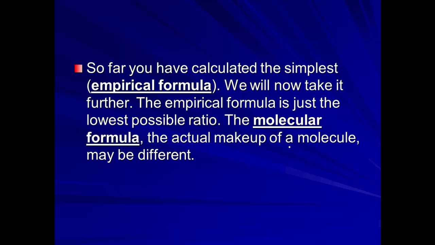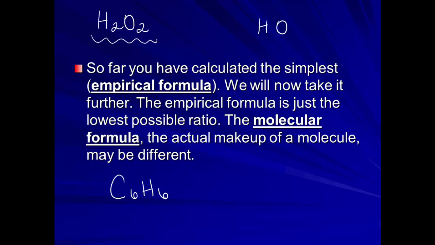All right, so far what we've calculated is the simple empirical formula. The empirical formula is the most reduced version of a chemical, okay? So for instance, if you had hydrogen peroxide, which is H2O2, if you went through this process and calculated the empirical formula, you would actually only get HO, which is the same ratio. It's a 1-to-1 ratio, but it's not the true molecule. H2O2 is the true molecule, okay? Another example is the chemical benzene, which is C6H6.